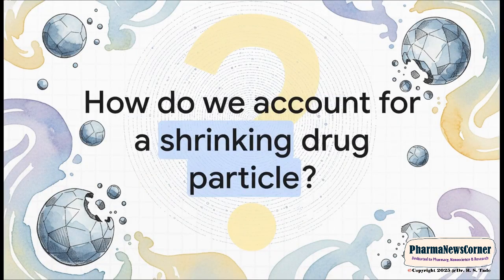But wait a minute, the film theory has a pretty big assumption. It pretends that the surface area of the particle doesn't change. But we all know that's not true. As a particle dissolves, it gets smaller. So what happens then? How do we account for a shrinking particle?